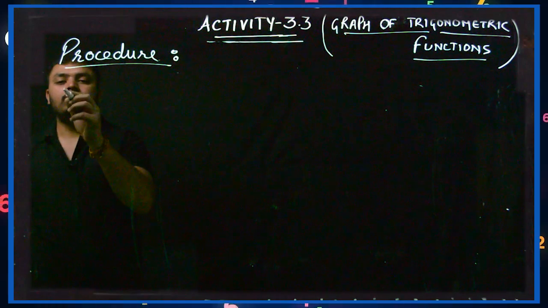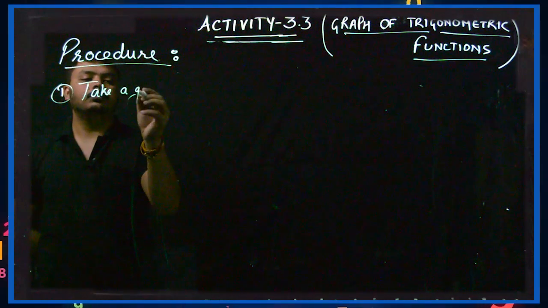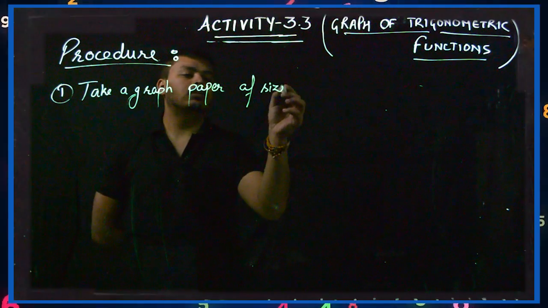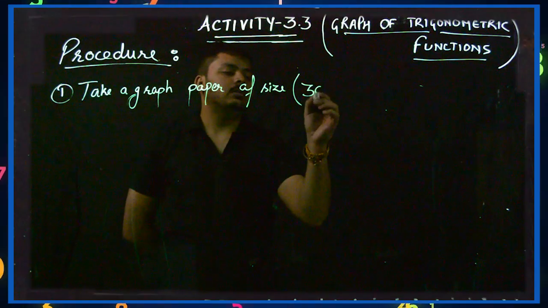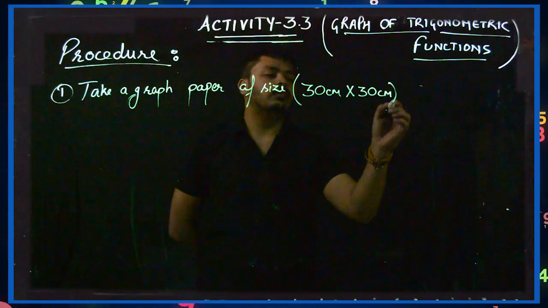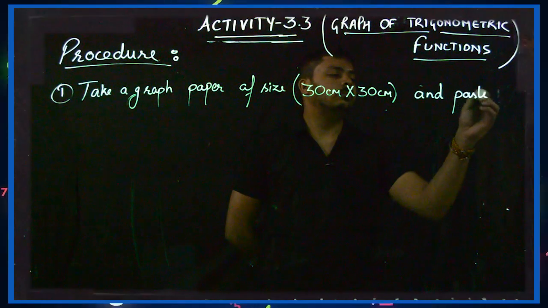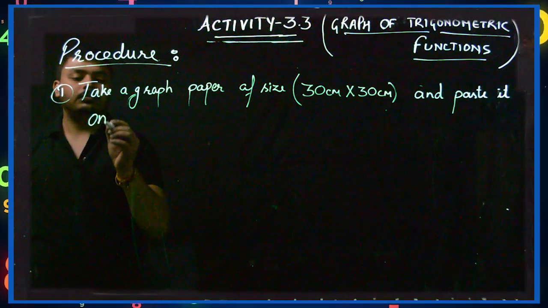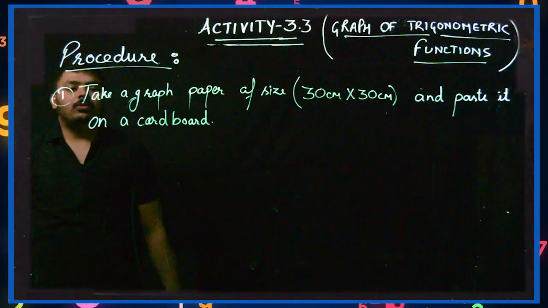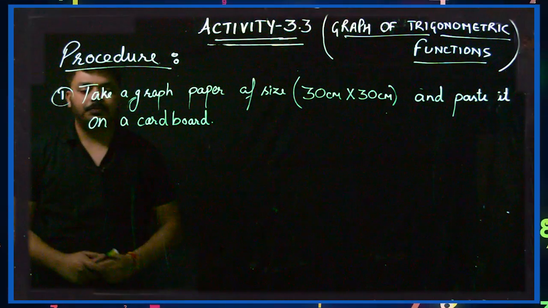First, take a graph paper of size 30 cm by 30 cm and paste it on a cardboard. So students, our first point of the procedure is take a graph paper of size 30 by 30 cm and paste it on a cardboard.